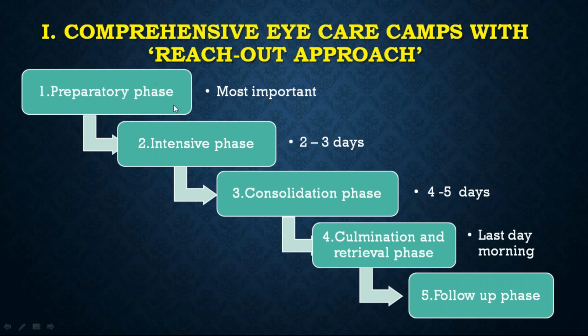First one is the preparatory phase. Second one is the intensive phase for 2 to 3 days. Third one is the consolidation phase for 4 to 5 days. Fourth one is the culmination and retrieval phase. And the last one is the follow-up phase. They are the 5 phases of reach out approach.